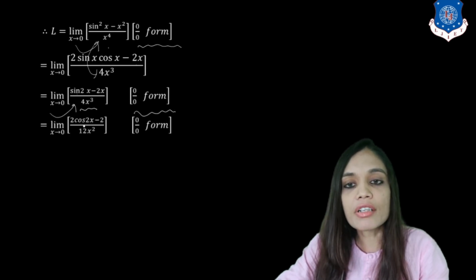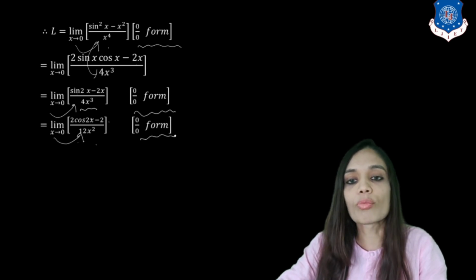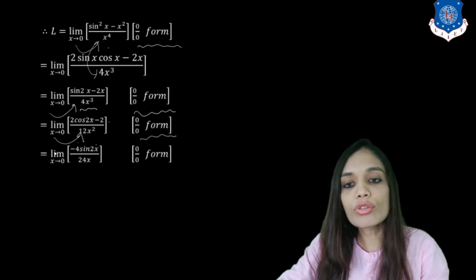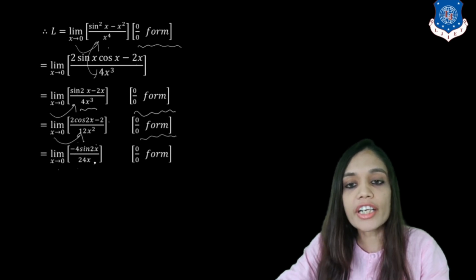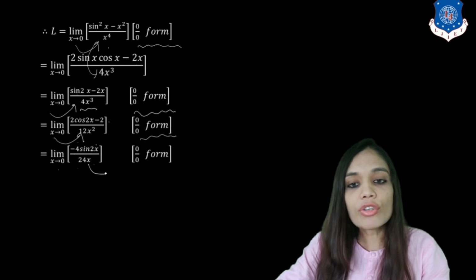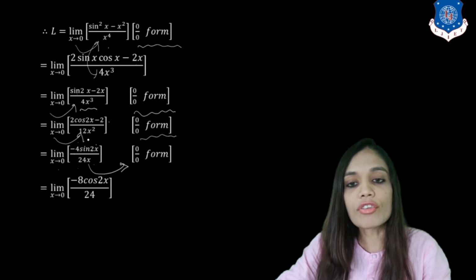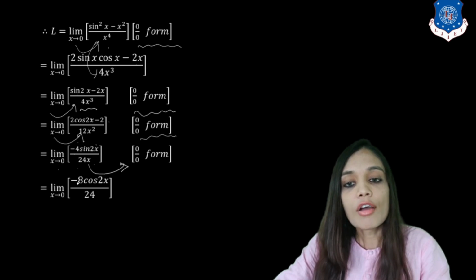Again apply your L'Hopital's rule and do the derivatives. So that will be equal to 2 cos 2x minus 2 upon 12 x square. Again if you put x tends to 0, similarly you are getting 0 by 0 form. Again do the derivative, so you will get limit x tends to 0, minus 4 sin 2x upon 24x, right? Again you are getting 0 by 0 form. So again do the derivative, so you get the answer as minus 8 cos 2x upon 24.